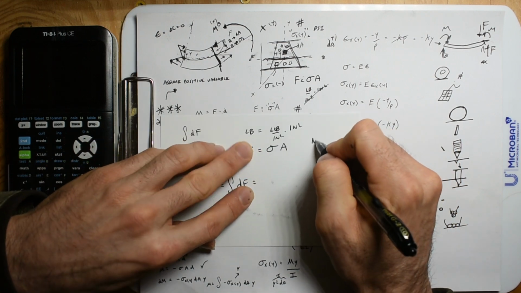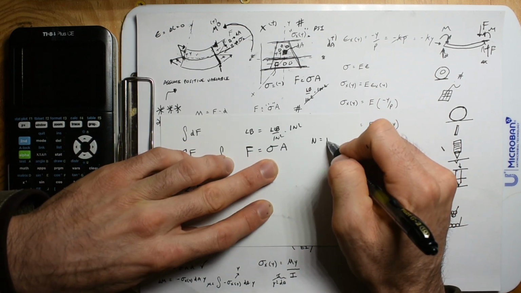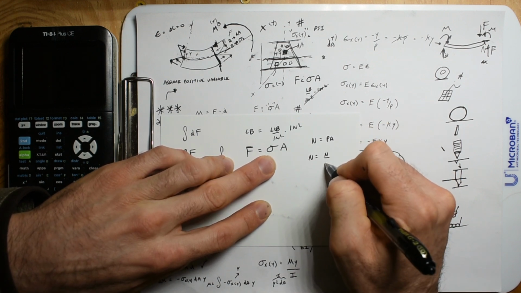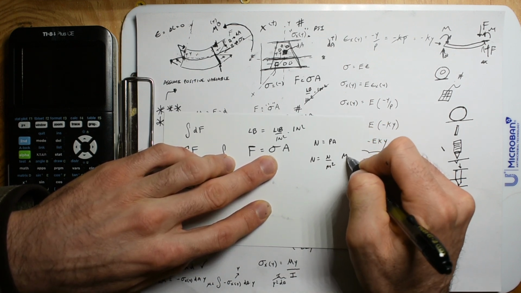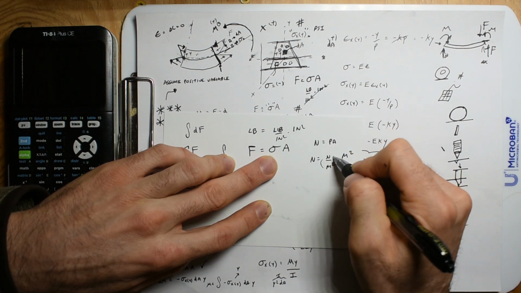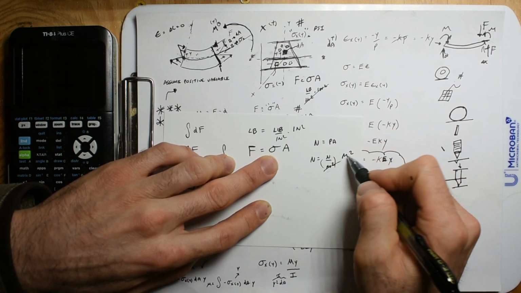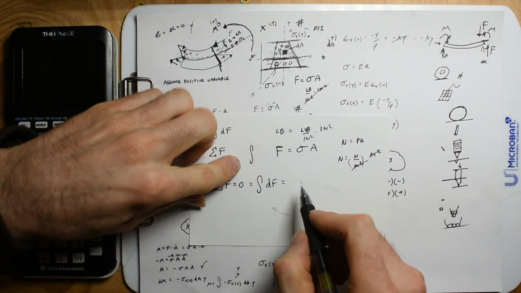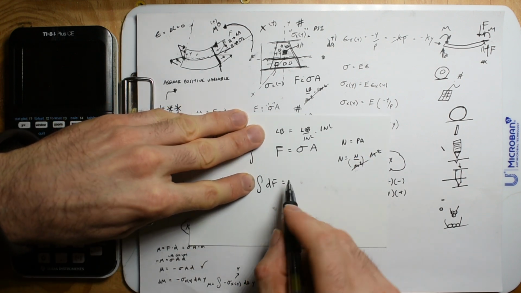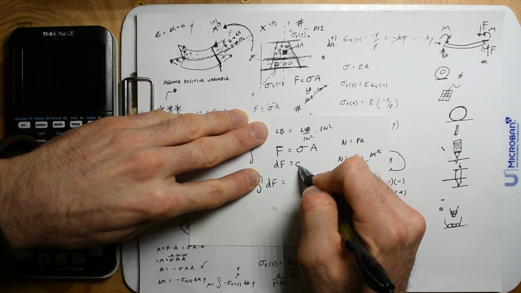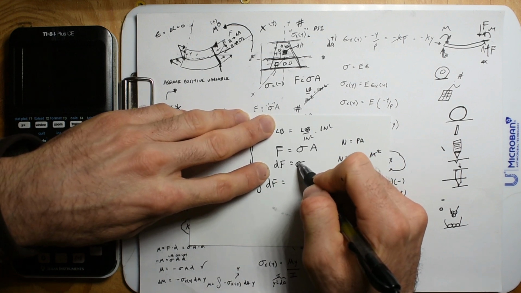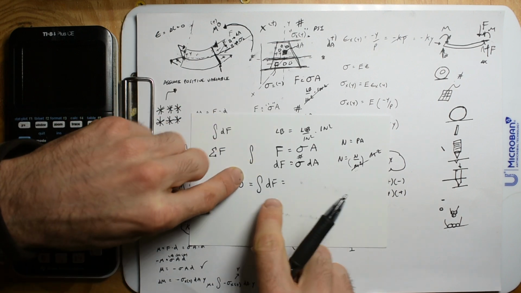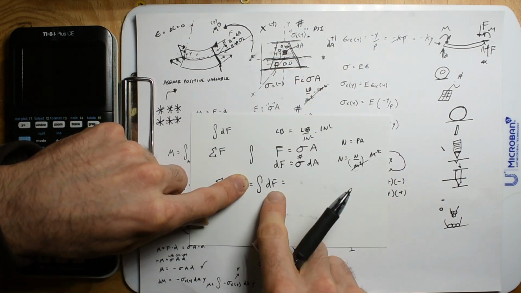If you did it in newtons, newtons is equal to pascals times meters squared. A pascal is a newton per meter squared. And so your units cancel. Your units are good here. And again, the derivative of the force, just a small little force, is that number, pressure, times a little bit of area. And when we sum all those little areas up, that's going to be the integral.